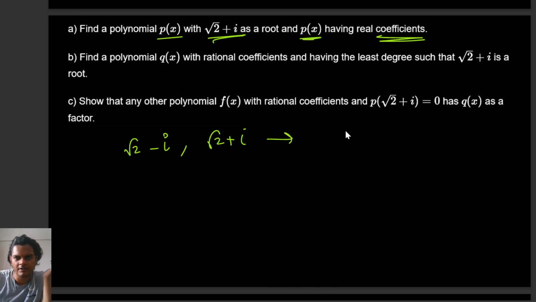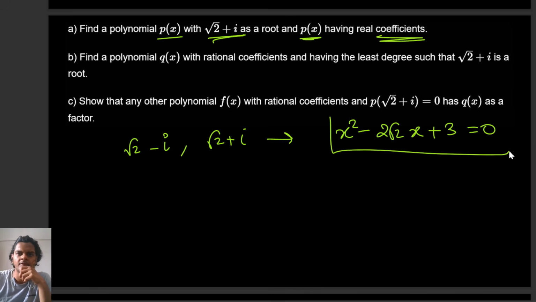So we can find a quadratic. What is a quadratic? x square minus the sum of the roots, 2 root 2 x, plus the product of the roots, 2 plus 1, 3. This is a polynomial which has these roots. So this can be p of x. So A is easy.